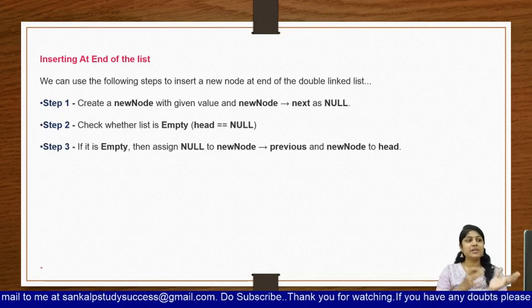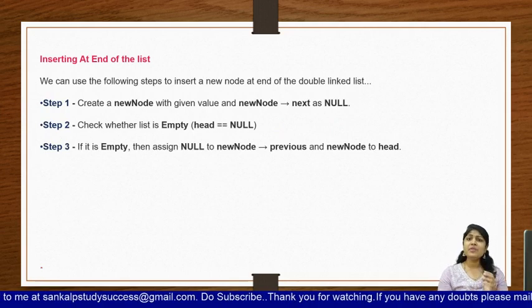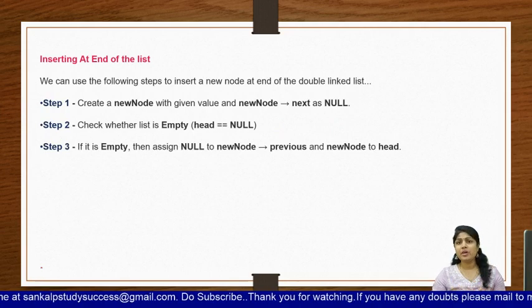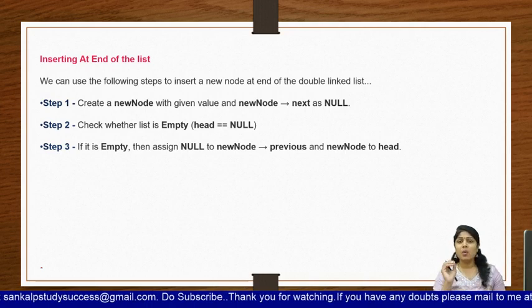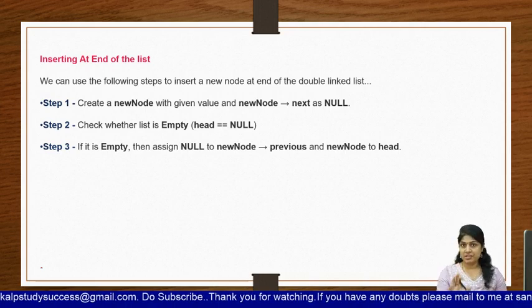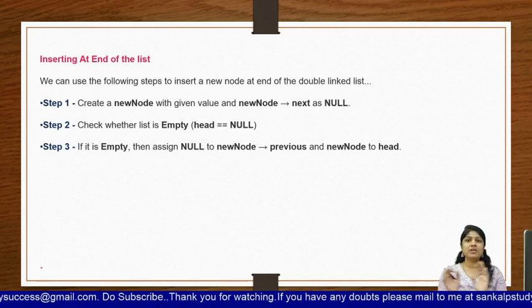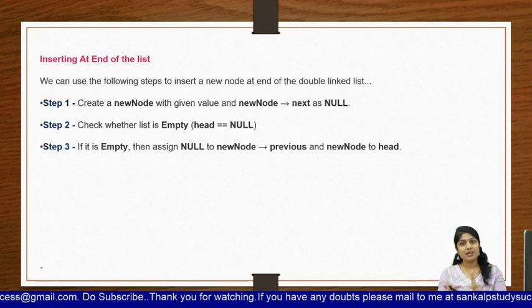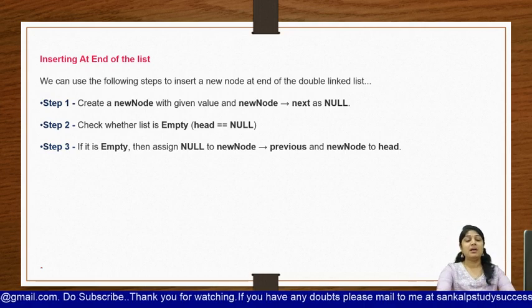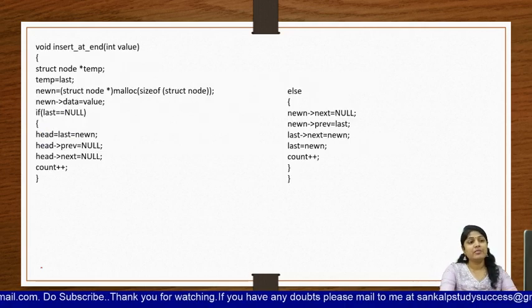Next, what about insertion at end of the list? Again we need to check it here whether the list is empty or not. If the list is empty, then whatever the inserting the element will be the first node, okay? And the next one is the next equal to null and previous equal to null assign chesukovali. If it is not empty, then what we have to do, okay?